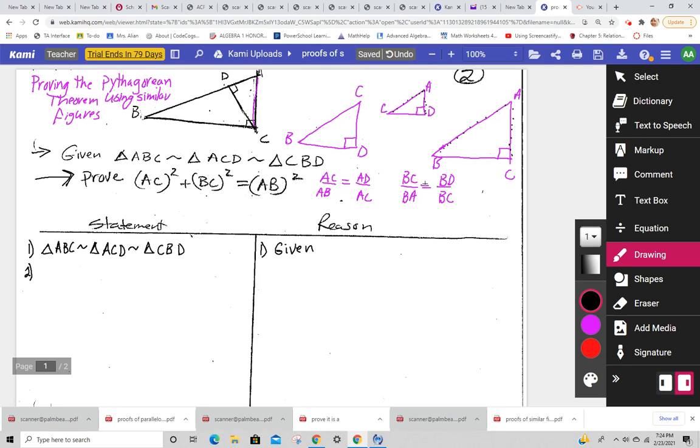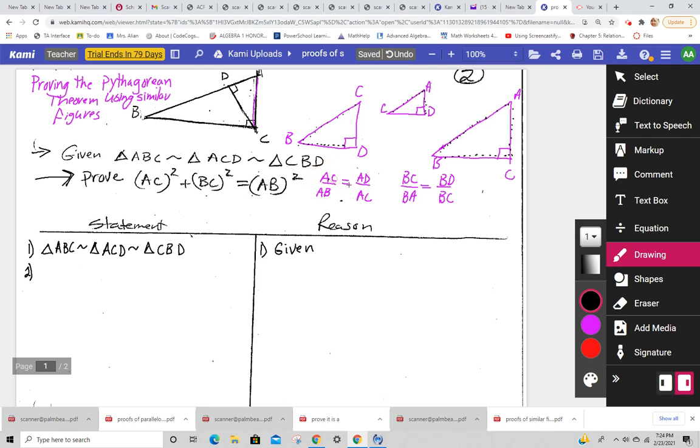Now let's look at this proportion. BC is to AB just as BD is to BC. So I used the small triangle with the large, and the medium with the large, to write these proportions. But you should actually recognize what these proportions are called.